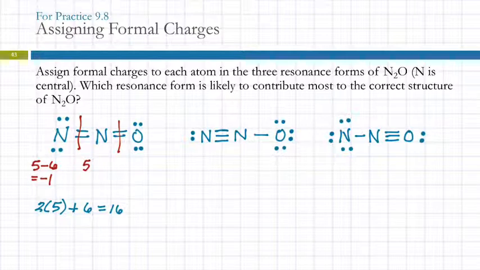Nitrogen in the middle brought 5 and is leaving with how many? 4. 5 minus 4 is +1. Oxygen brought 6 electrons. That's a 0. 6 electrons. And it's leaving with how many? 6. 6 minus 6 is 0. Do you see how I did that?